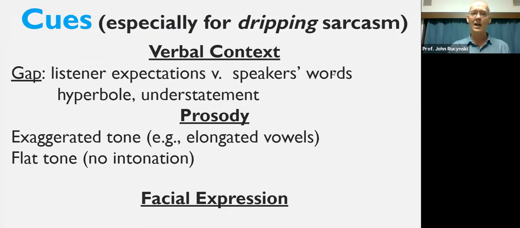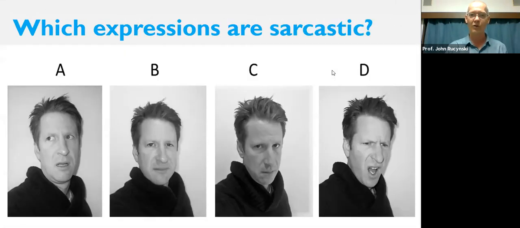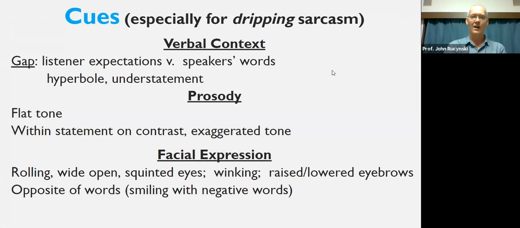Okay. Going down, facial expression. My co-researcher can't be here tonight, but he shared his lovely sarcastic expressions. So you might give some hints to students, which might be sarcastic. And if we look at the bottom, you picked out most of these. So rolling eyes, wide open eyes, squinted eyes could also be one. Winking is another one. Raised or lowered eyebrows. And then as someone said, smiling. So smiling with negative words.